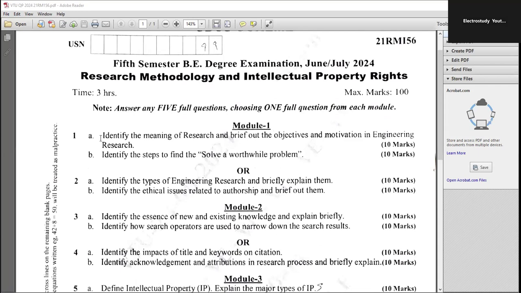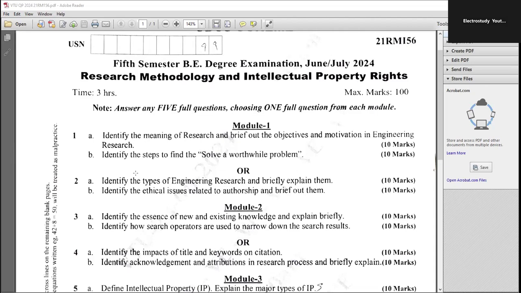First question is 1A. Identify the meaning of research and brief out the objectives and motivation in engineering research, which carries 10 marks. So you are supposed to write the definition of research and you need to mention the objectives and motivation in engineering research. Now, let us see the answers.